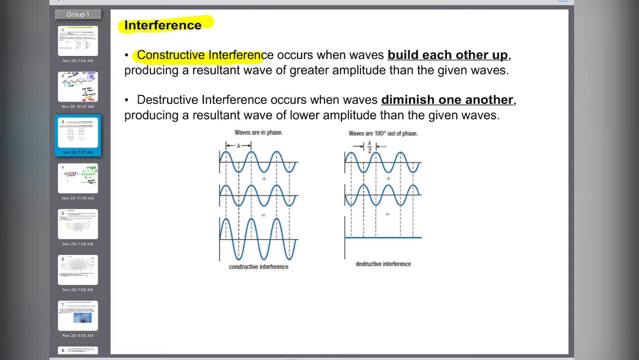Okay, what is interference? Constructive interference is when the waves build each other up, producing a resultant wave of greater amplitude than the given waves. So this is constructive interference. I've got wave 1 and wave 2. They build on top of each other, and they get an overall big wave. What is destructive interference? Destructive interference happens when the waves diminish one another, producing a resultant wave of lower amplitude than the given waves. This is an example of destructive interference. Notice the waves are shifted and off, and they start canceling each other, so you have a zero wave.